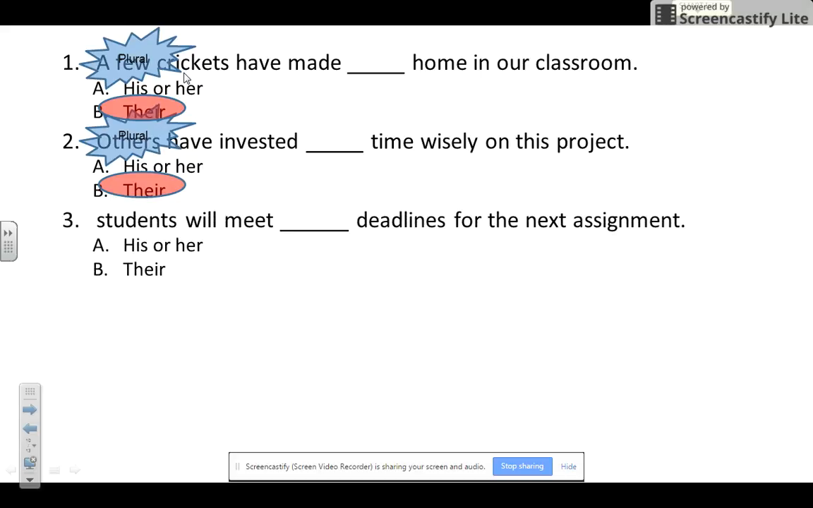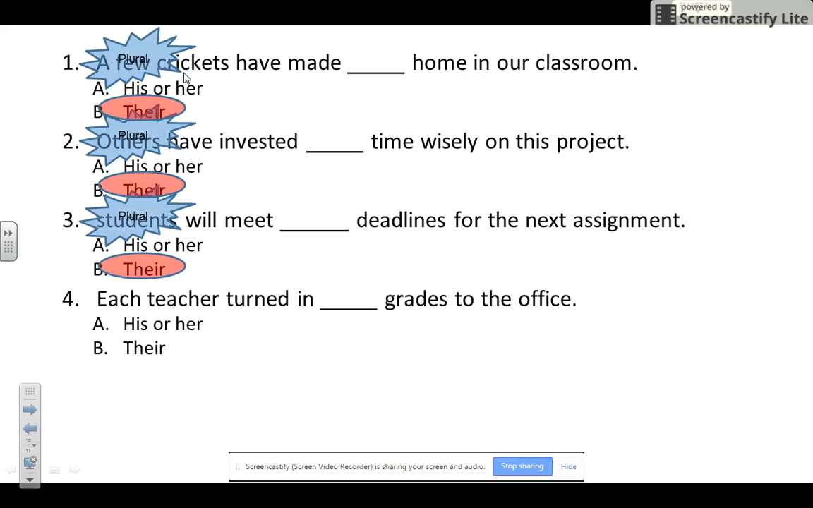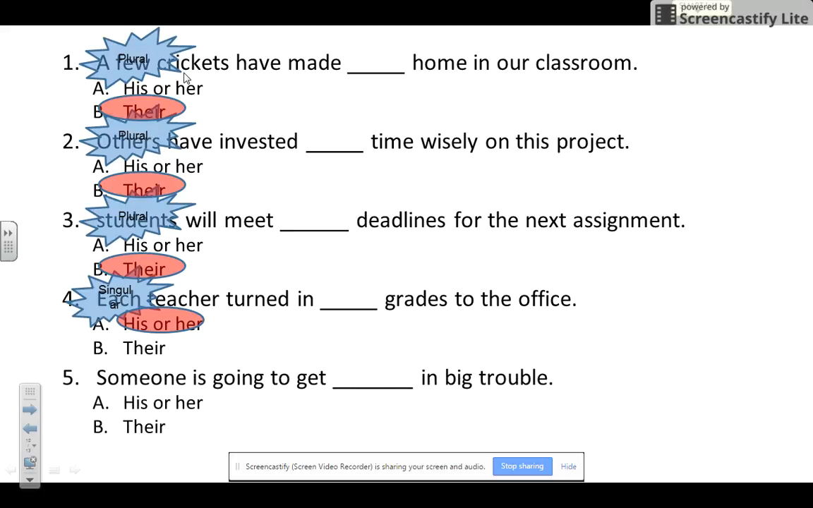Students will meet blank deadlines for the next assignment. Notice how students has an S at the end, it's plural, so we need a plural pronoun. Each teacher turned in blank grades to the office. Notice how each is singular. It's on our chart in our interactive notebook. So since this is singular, we need a singular pronoun, and that's why we use his or her. Someone's going to get blank in big trouble. Someone is singular, so we need a singular pronoun.